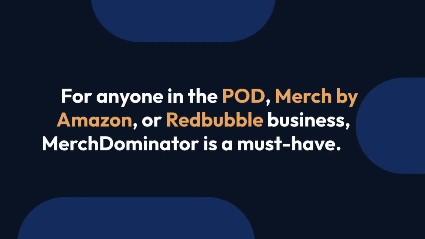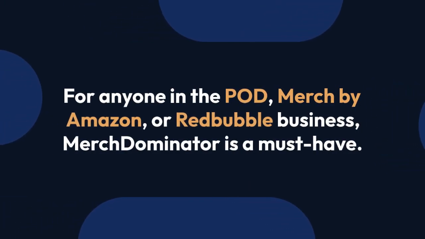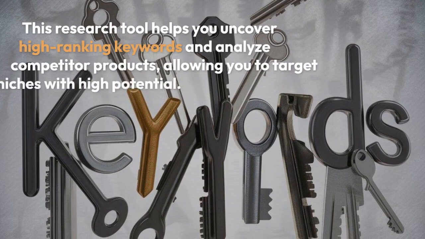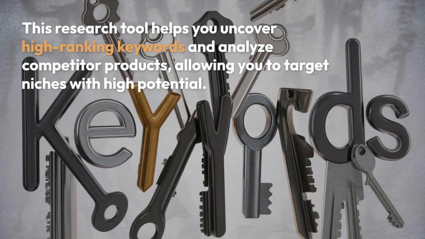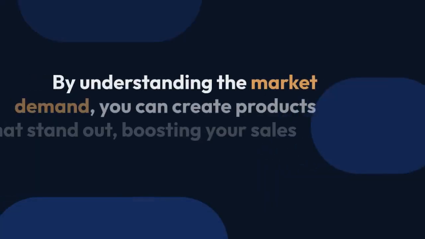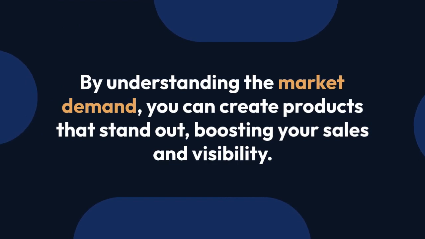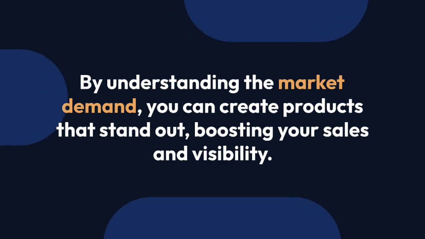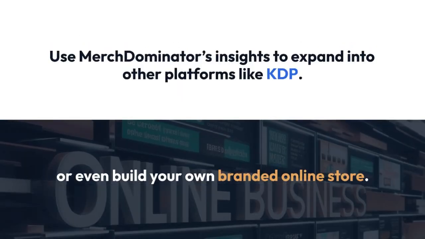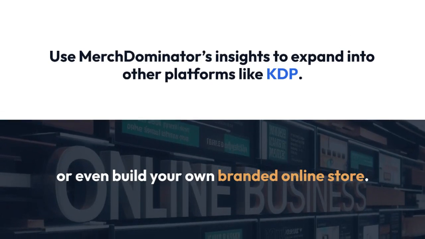Third tool, Merch Dominator. For anyone in the print-on-demand, Merch by Amazon, or Redbubble business, Merch Dominator is a must-have. It helps you uncover high-ranking keywords and analyze competitor products, allowing you to target niches with high potential. By understanding the market demand, you can create products that stand out, boosting your sales and visibility. Use these insights to expand into other platforms like KDP or even build your own branded online store.